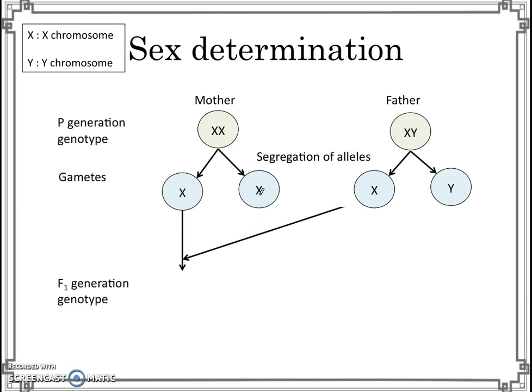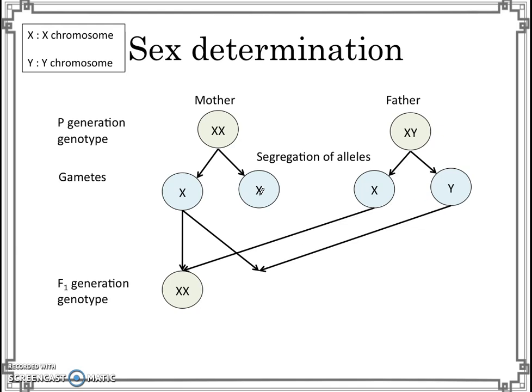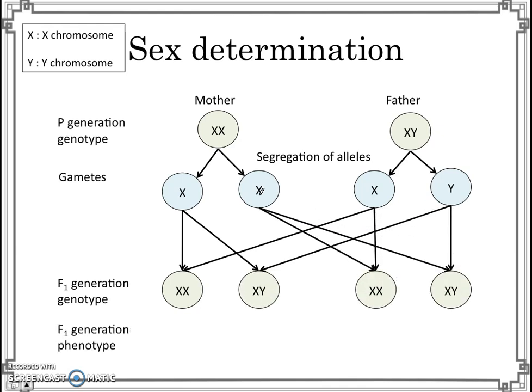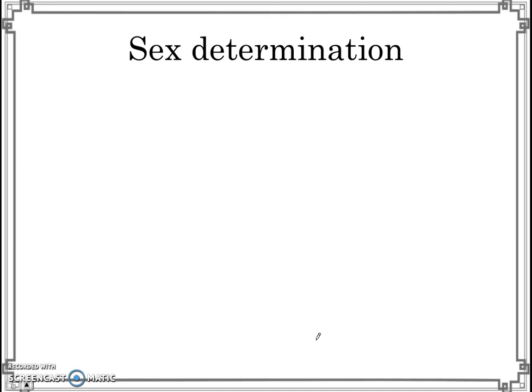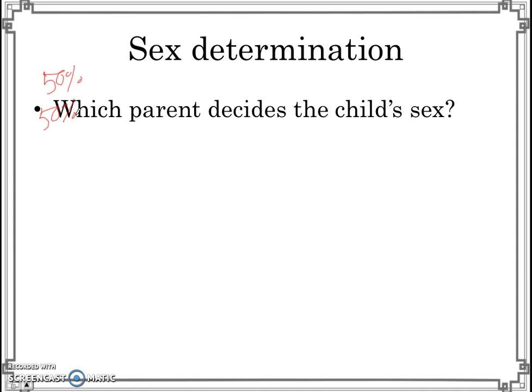So when we combine the gametes together in fertilization, you'll find that the ratio is 1:1. Half the offspring will be female, while the other half will be male. So the probability of a child being male is 50%. And the probability of a child being female is also 50%. It's an equal chance. But which parent decides the child's sex?